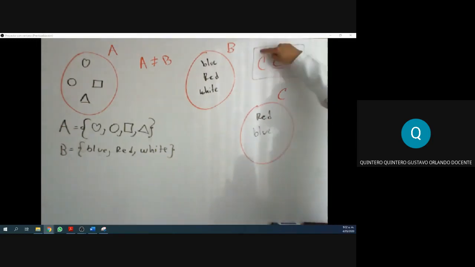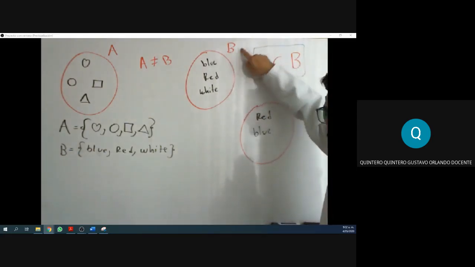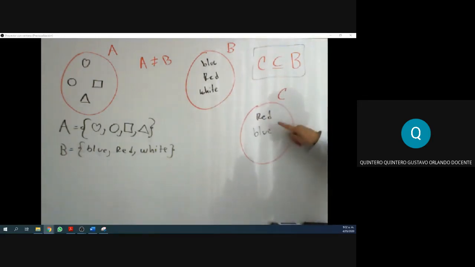It means that all the elements in set C belong to set B. And in this case, that is right. Look at this. The element red belongs to the set B. And the element blue belongs to the set B. So you can write down that characteristic like that. Set C belongs to the set B. Or the set C is a subset of a set B.